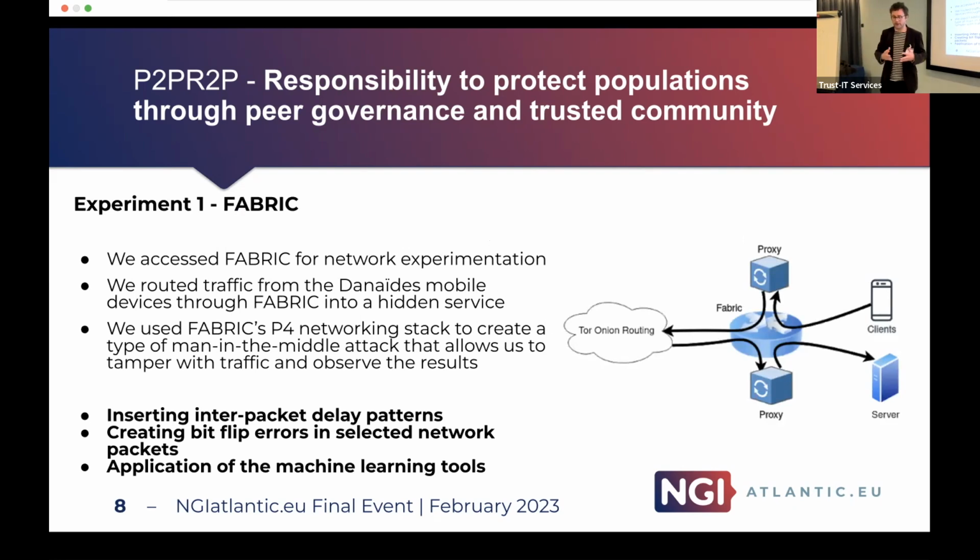And then we use Fabric's P4 networking stack to create a type of man-in-the-middle attack that allowed us to tamper with traffic and observe the results. So, for instance, it was inserting inter-packet delay patterns, creating bit flip errors in selected network packets, and also using machine learning tools.